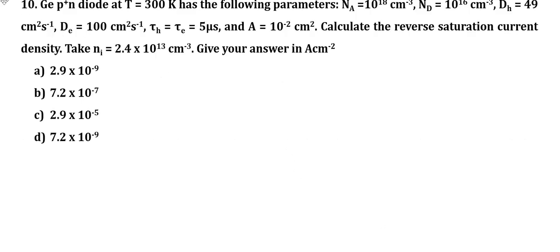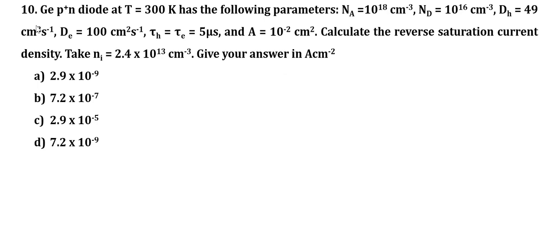So next is a germanium PN junction diode at T equal to 300 Kelvin has Na equal to 10 power 18, Nd equal to 10 power 16, Dh equal to 49 centimeter square per second, De equal to 100 centimeter square per second, tau e and tau h equal to 5 microseconds, and A is 10 power minus 2 centimeter square. We are asked to find the reverse saturation current density. The Ni value is given as 2.4 into 10 power 13. So here you have to calculate the reverse saturation current density.